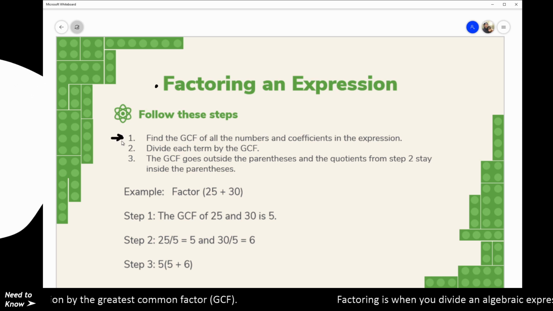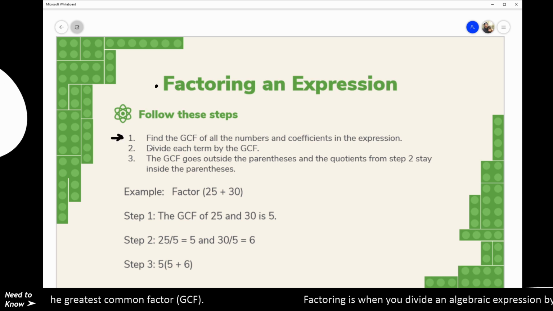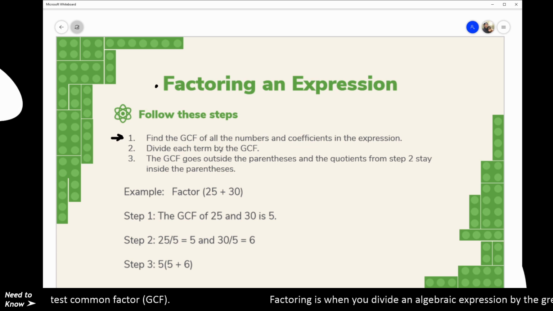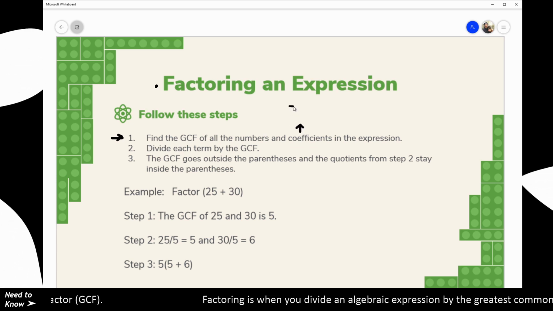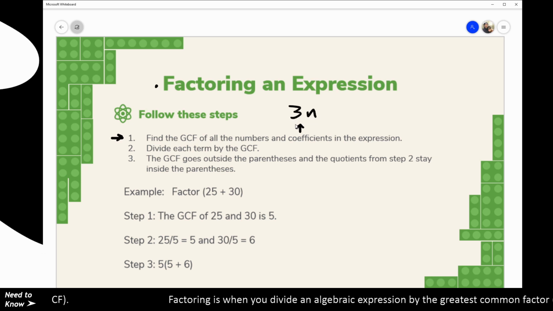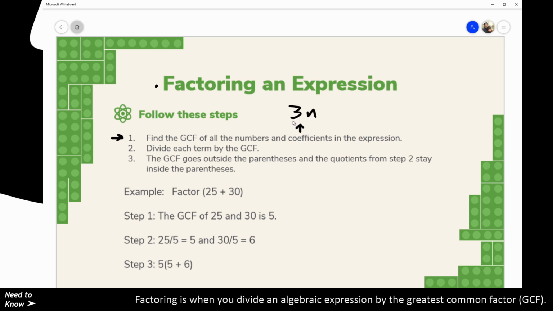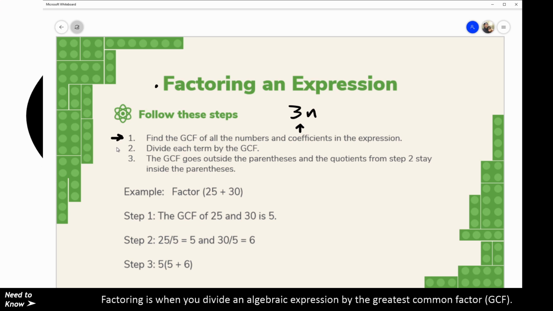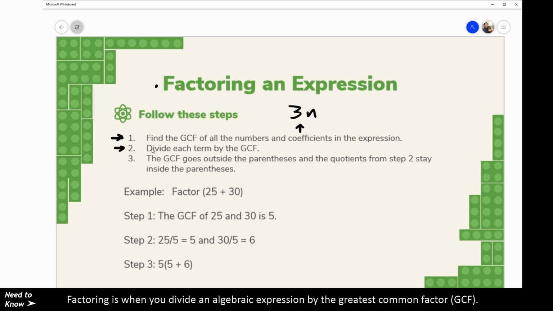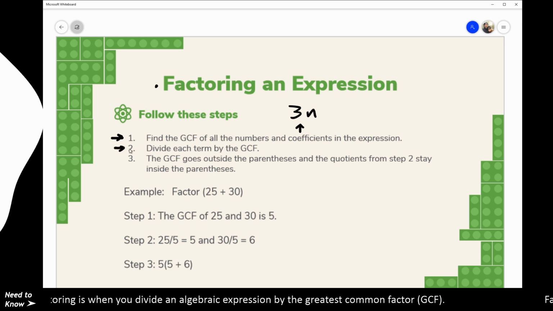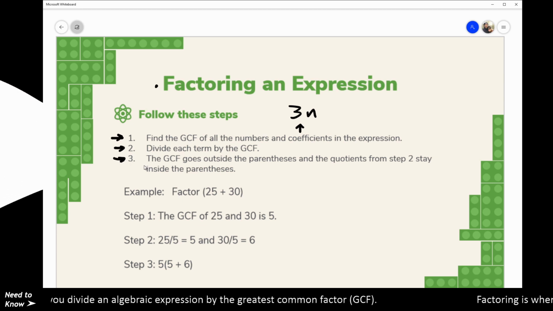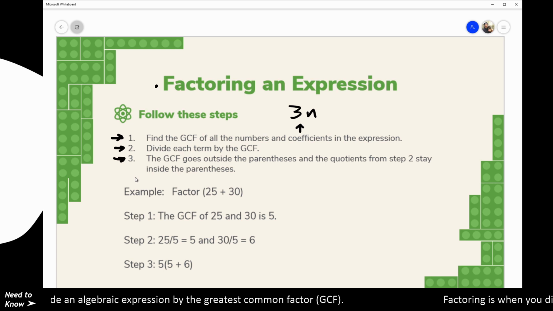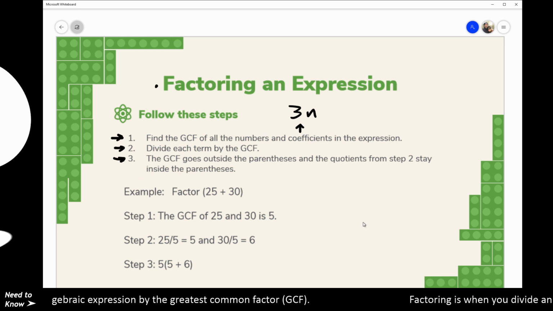Step 1, we want to find the greatest common factor of all of the numbers and the coefficients in the expression. Remember, coefficients are the numbers before a variable. So like 3n, the 3 is the coefficient. Next, step 2, we're going to divide each term by the GCF. Then step 3, the GCF goes outside the parentheses and the quotients from step 2 stay inside the parentheses.